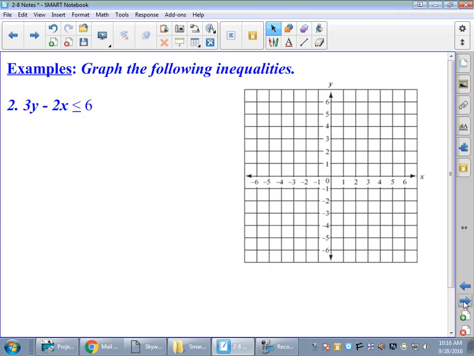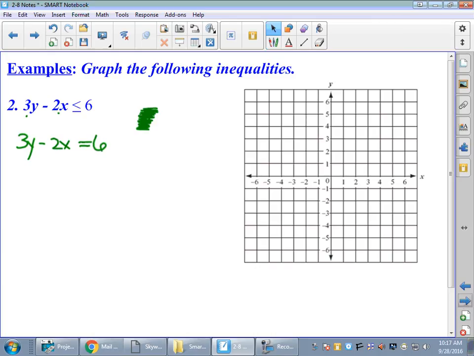Let's try another one. 3y minus 2x less than or equal to 6. So when I write the equation, 3y minus 2x equals 6, I notice that x and y are on the same side. When x and y, the variables, are on the same side of an equation or an inequality, sometimes x and y intercepts are the easiest way to graph. So I'm going to use x and y intercepts, and I like to call this my peekaboo. So I'm going to just draw this nice little green finger, okay?